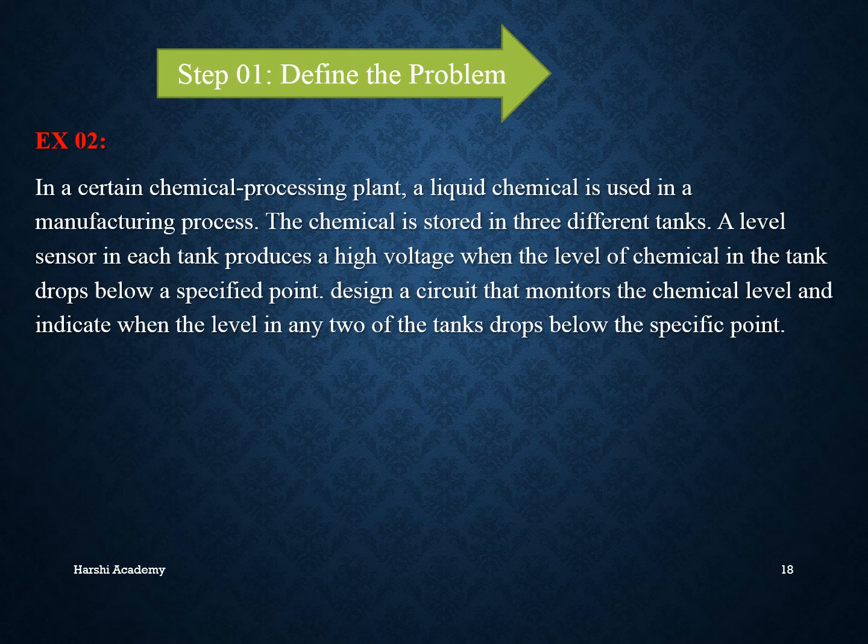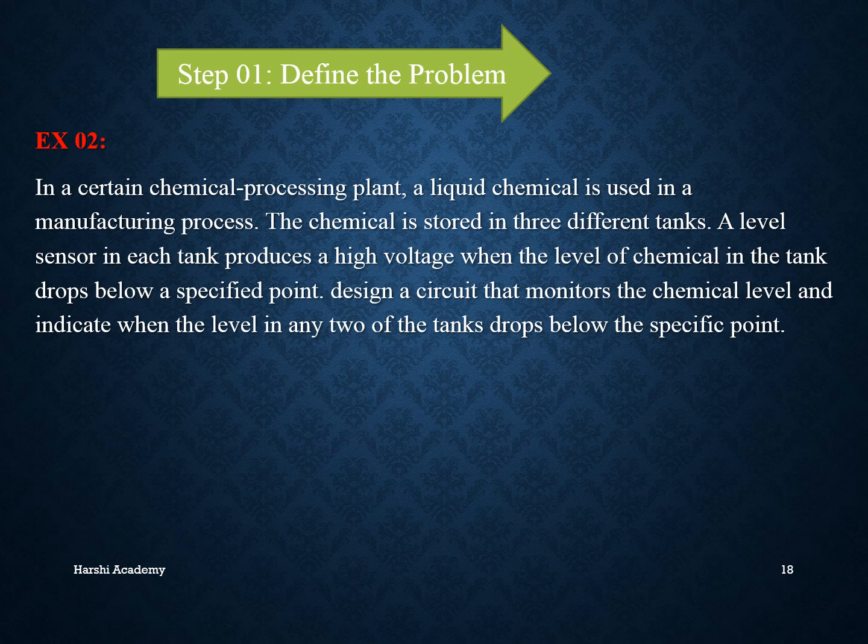Let's see another example. In a certain chemical processing plant, a liquid chemical is used in a manufacturing process. The chemical is stored in 3 different tanks. A level sensor in each tank produces a high voltage when the level of chemical in the tank drops below a specific point. Keep in mind this point. Then design a circuit that monitors the chemical level and indicates when the level in any two of the tanks drops below the specific point.